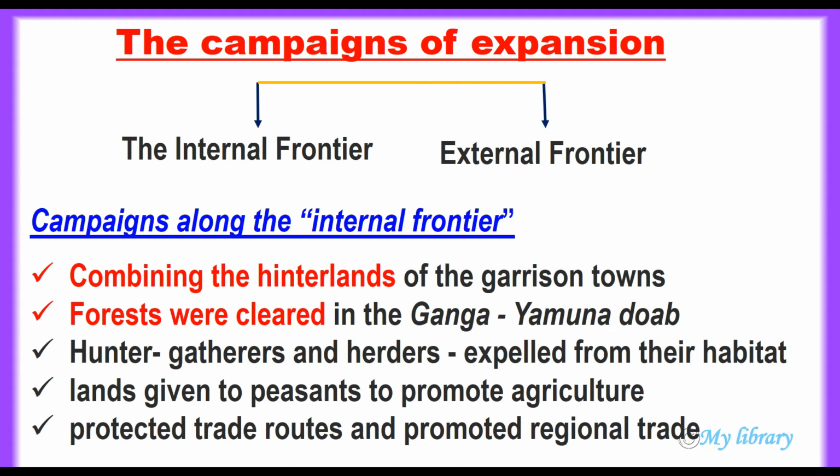of the garrison towns. During these campaigns, forests were cleared in the Ganga and Yamuna Doab, or the area between these rivers. Thus, the forest dwellers like hunter-gatherers and herders were expelled from their habitat. Then, these lands were given to peasants to promote agriculture. New fortresses, garrison towns, and towns were established to protect trade routes and to promote regional trade.